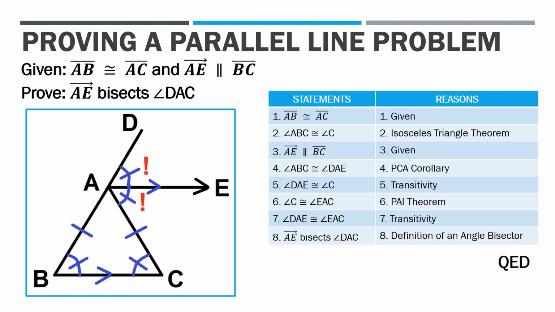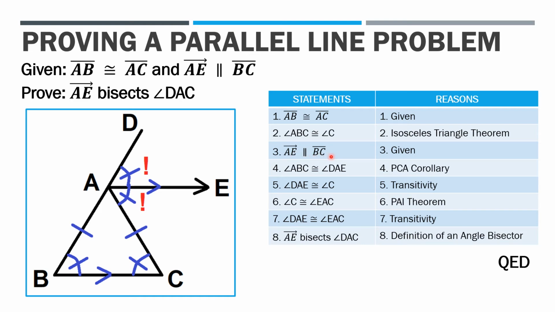We now fill in our two-column table of proof. Statement 1 states that the first given is line segment AB congruent to line segment AC. Statement 2 is the consequence of statement 1, which states that angle ABC is congruent to angle C by the reason of the isosceles triangle theorem. Statement 3 is the second given, which states that ray AE is parallel to line segment BC.